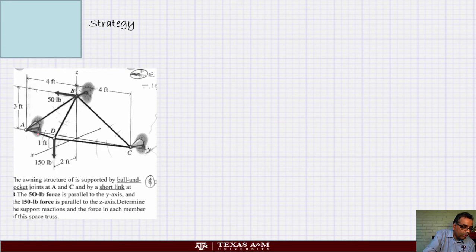What we need to find out is all the reactions. Can you see the short link? That's a 2-force bar that connects the point B to the point C. So what's our strategy here?